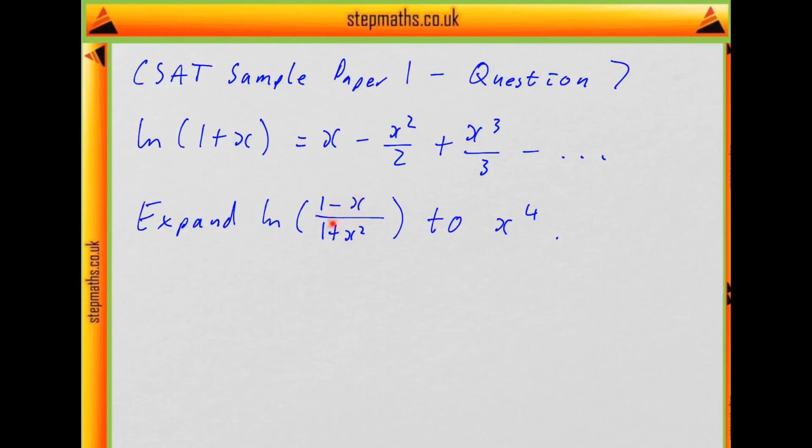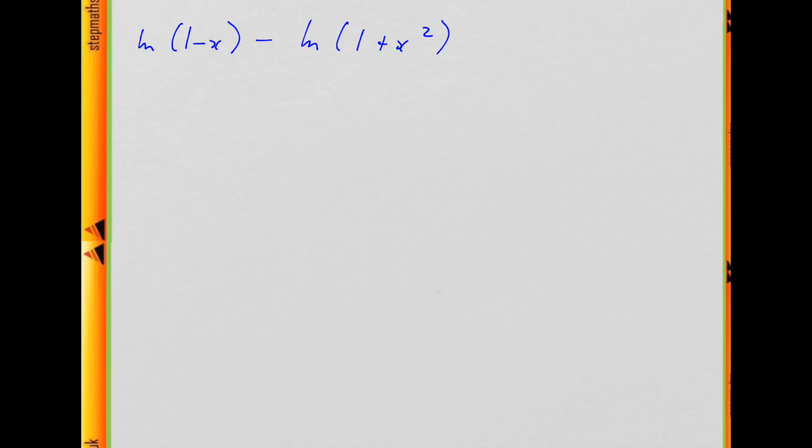So how can we get logs of these things on their own? Well, we're just using the log rule that log of something divided by something else is log of the top minus log of the bottom. So that's what we're going to use. Here's the thing we're calculating. We want to calculate log of 1 minus x minus log of 1 plus x squared. And now we'll work out the expansion of each of these things in turn.